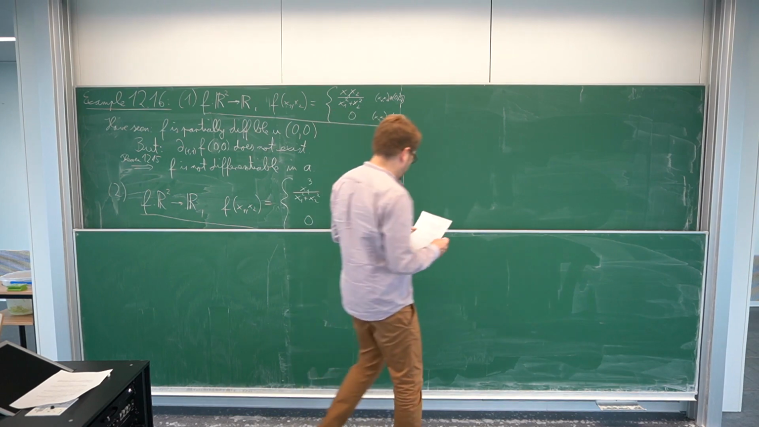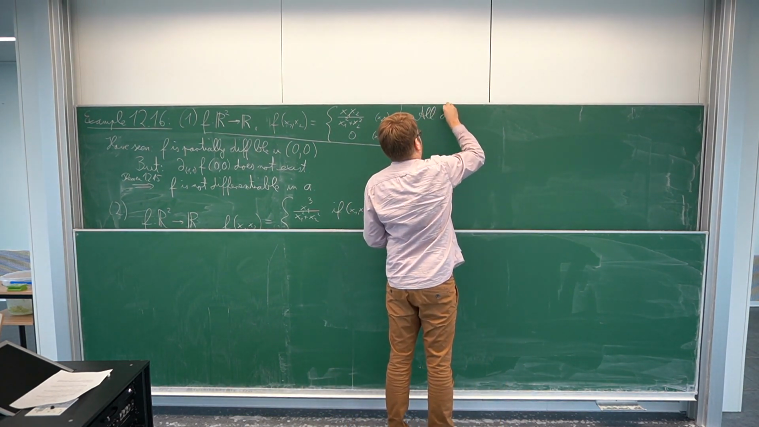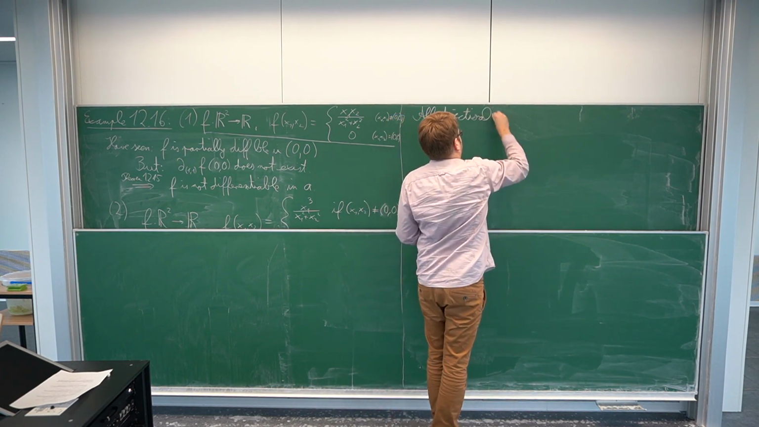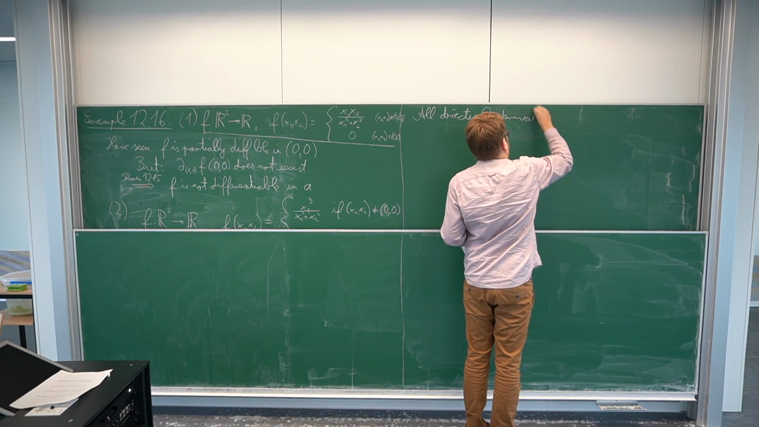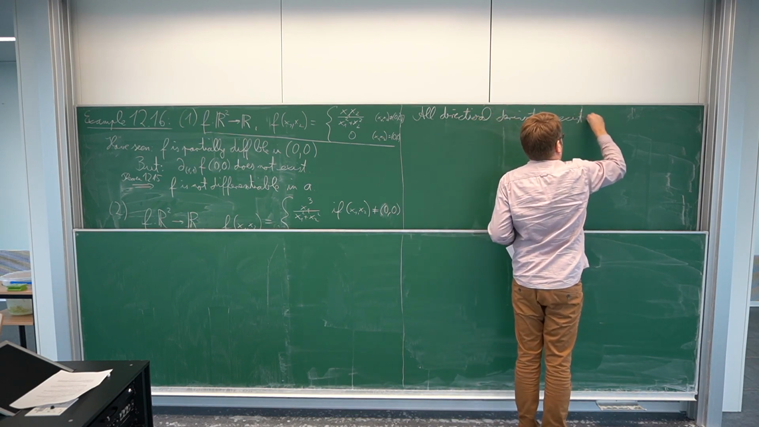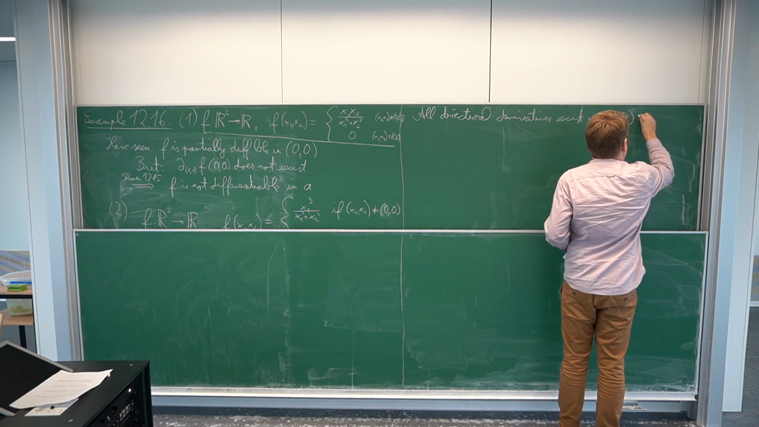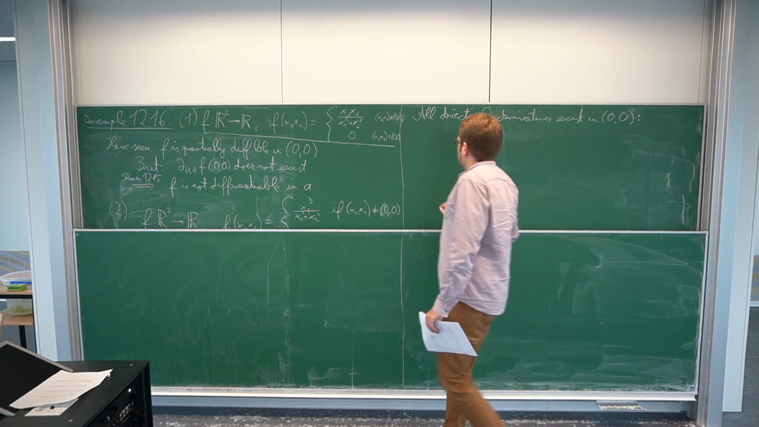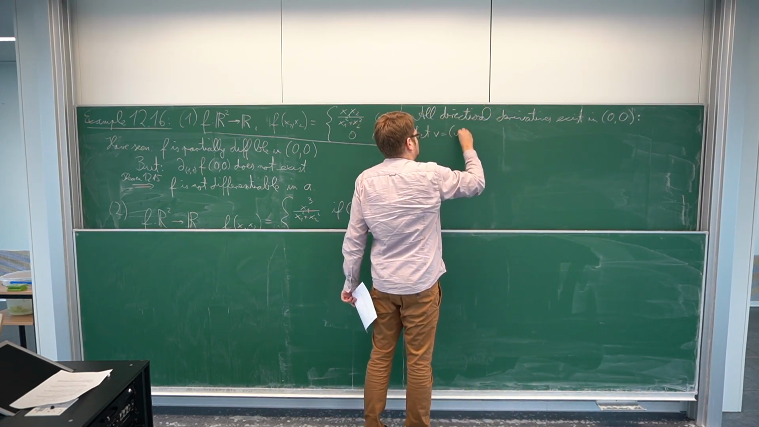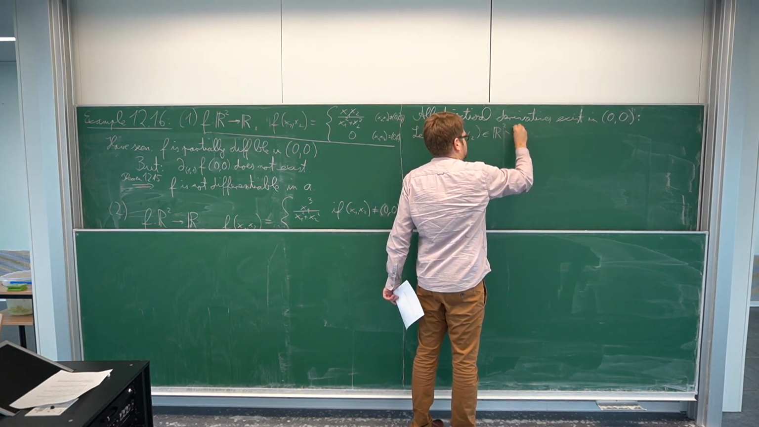I first claim that all directional derivatives exist in (0,0). And this is what I will prove. Take some arbitrary direction, so let v be a non-zero vector with entries v1, v2 in R2.